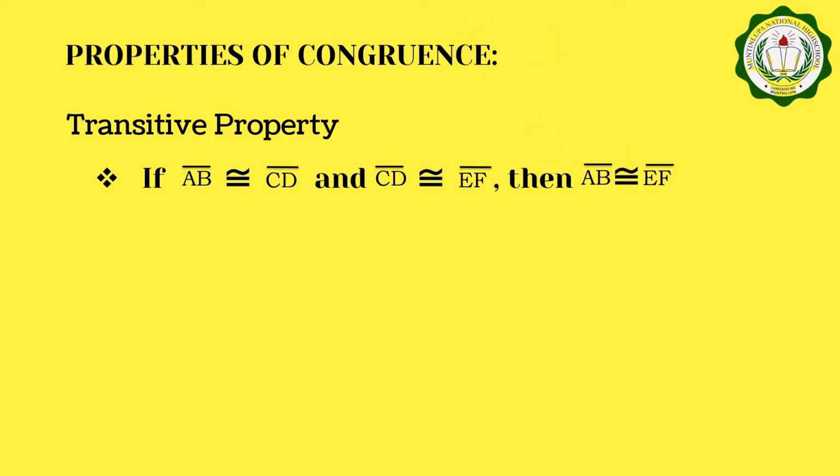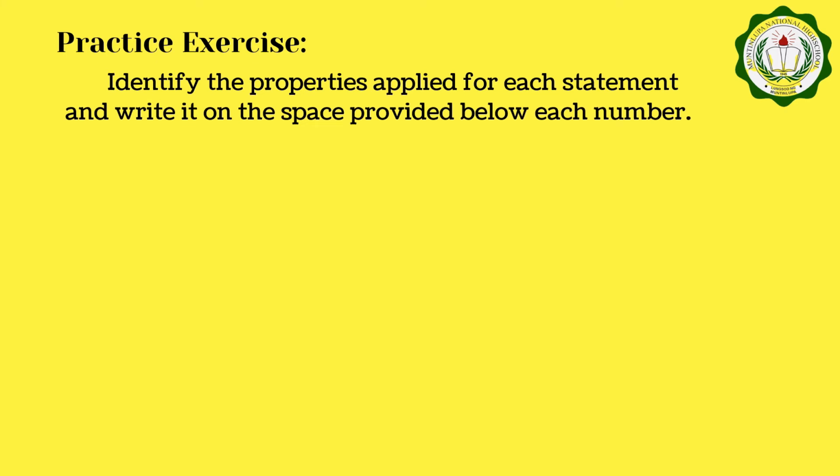Let us now apply what we have learned in the lesson by answering these practice exercises. What we are going to do is to identify the properties applied for each statement and write it on the space provided below each number. Number 1, if x minus 100 equals y plus 10, then x is equal to y plus 110. What property is being applied in this number?